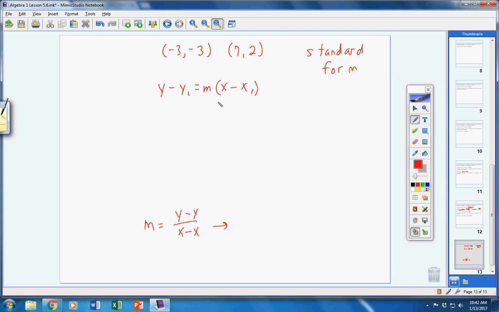So my first y is negative 3. So negative 3 minus 2. For x minus x, my first x is negative 3, and then minus 7. Negative 3 minus 7. Alright, let's see what we get. You owe me 3, you owe me 2 more, it's negative 5. You owe $3, you owe 7 more, you owe 10. A negative over a negative is positive, and 5 over 10 reduces to 1/2. So now I know my slope for the linear equation is 1/2. Alright, let's continue on.